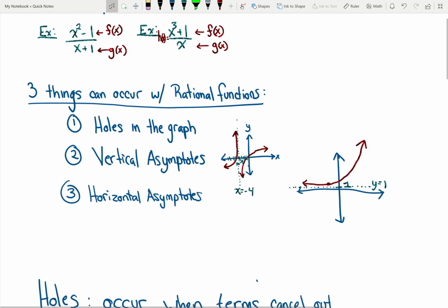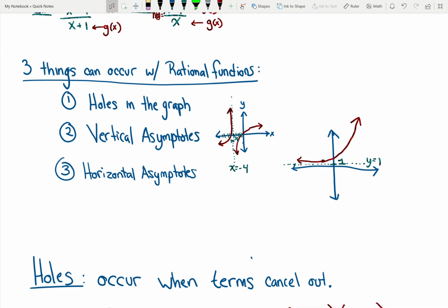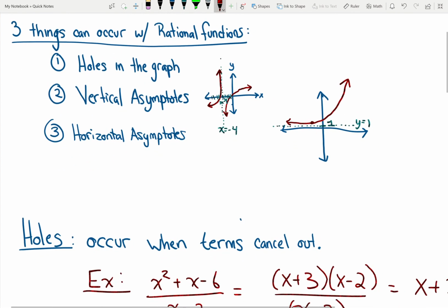So the big question is, how do we know when holes occur in rational functions? Well, holes will occur when terms end up canceling out from the numerator and denominator. So I got two examples here for us. Let's just work through them, okay? So here's my first example.